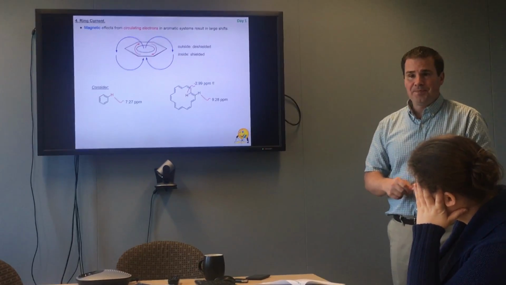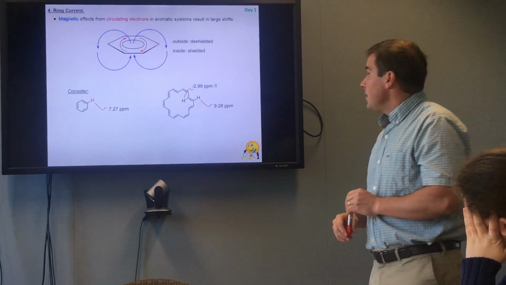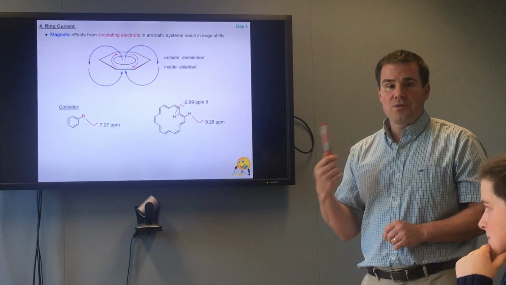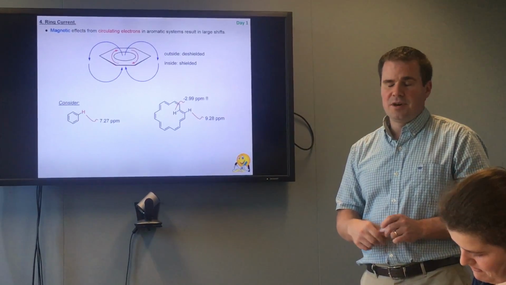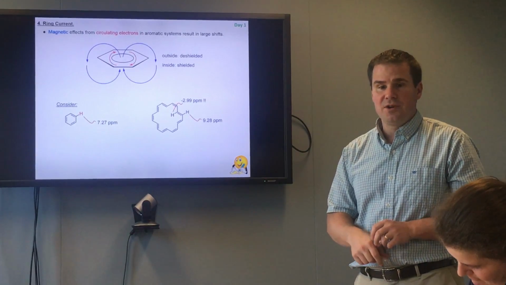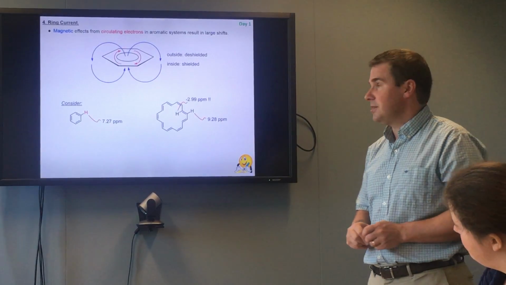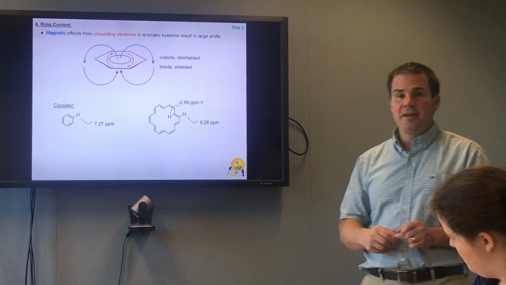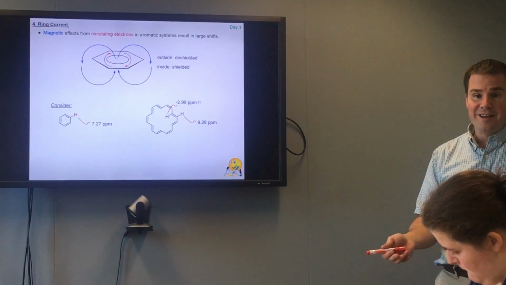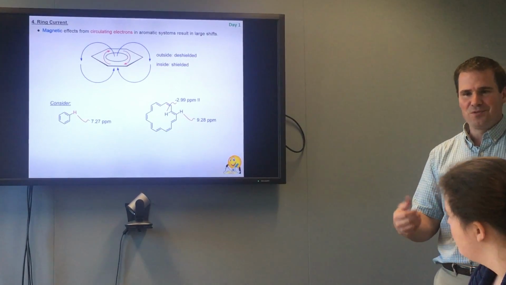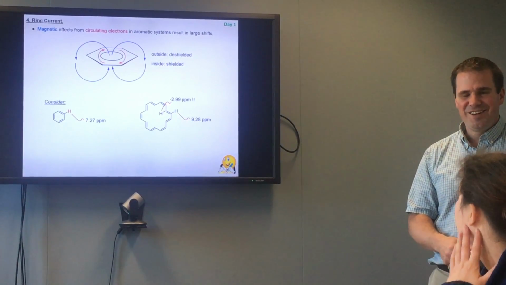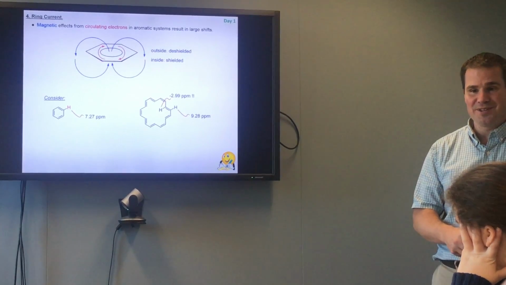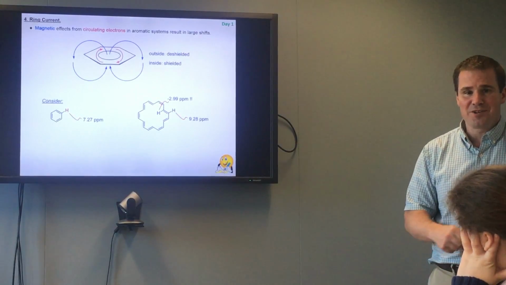In a pi system, we have a ring current. We have electrons that are essentially circulating through the molecular orbital that's comprised of all of the atomic p orbitals in a pi system. Anytime you have circulating electron density, you have a magnetic field. Right-hand rule or left-hand rule, depending if you're a chemist or a physicist. Don't worry about which way it goes, but you have a magnetic field anytime there's a movement of electrons, even electrons running down a wire.